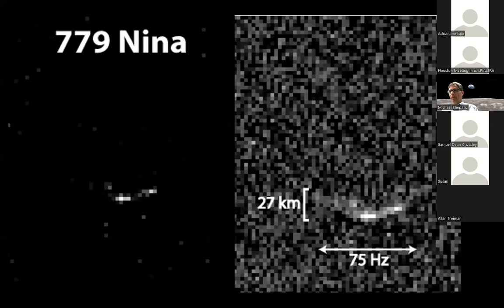However, we got this image of 779 Nina. This was one where we had enough signal to noise to try and get the delayed Doppler image. So on the left is the unprocessed, or not unprocessed, but not enhanced. So Nina's in here somewhere. And you see these 2 bright echoes that would correspond with the 2 lobes that you saw on either side of 0 Doppler. On the right here, I've stretched it.